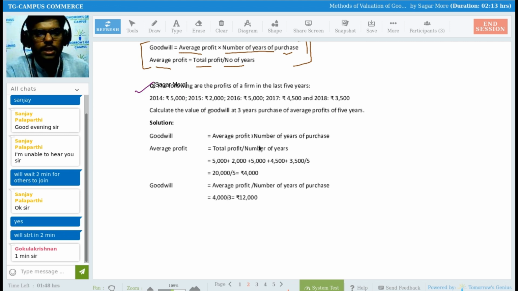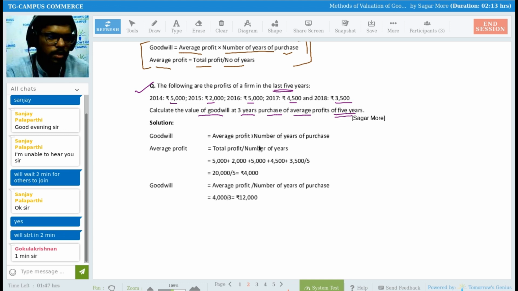See, following are the profits of the firm in last 5 years. So 5 years profit is given to me: 5,000, 2,000, 5,000, 4,500 and 3,500. Calculate value of goodwill at 3 years purchase of average profit of 5 years. So number of years of purchase given to me is how much?